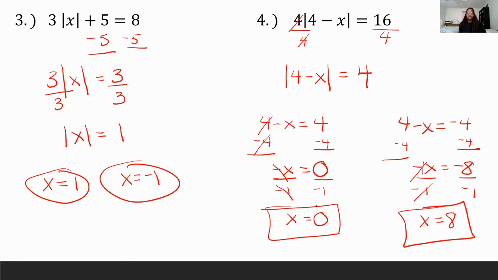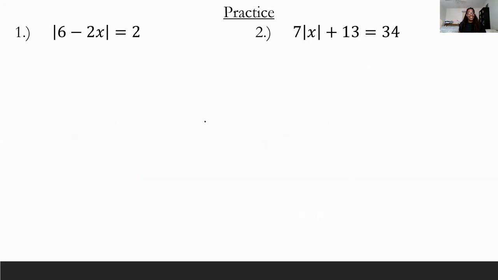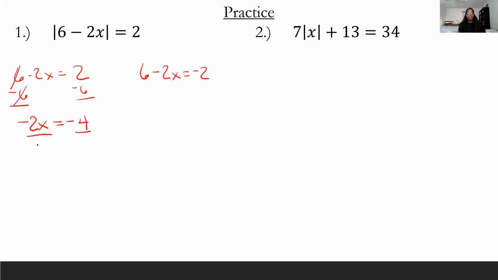All right, so quick practice. We're going to write what we see. 6 minus 2x is equal to 2, and 6 minus 2x is equal to -2. So we want to solve for x. So you're going to subtract 6 on both sides. Then you got -2x, because these cancel. -2x is equal to -4. Okay. Then we divide both sides by -2. Then you have x is equal to 2.